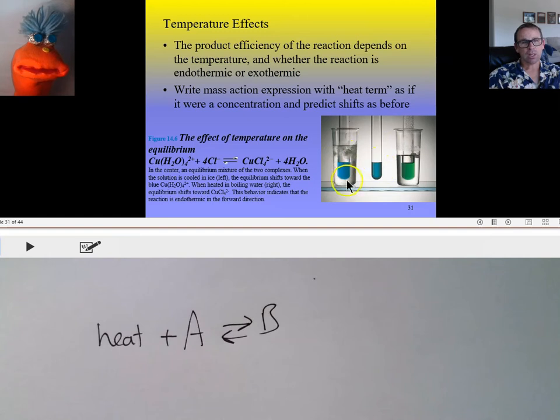This reaction here is a fun one. You take some copper chloride and dissolve it into water, and if you cool it down, it becomes a blue color, but if you heat it up, it becomes a green color. And that's because the equilibrium shifts more towards one side or the other based on the temperature.